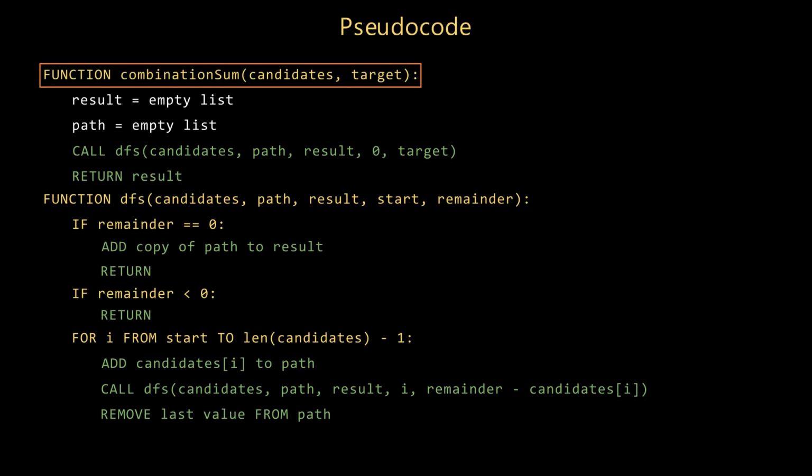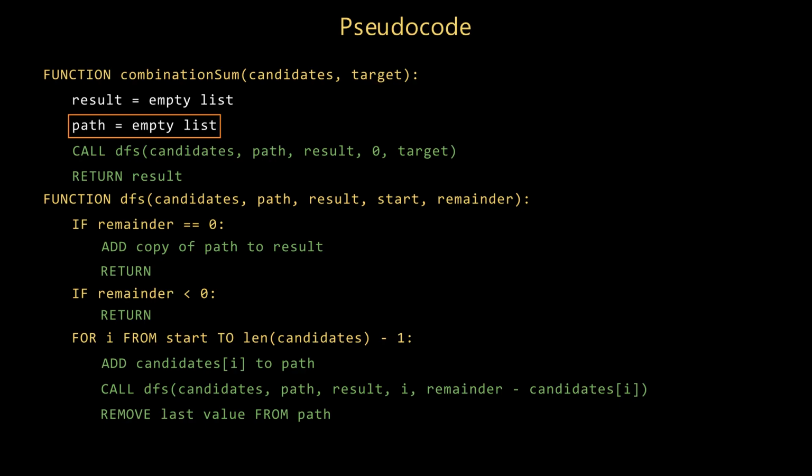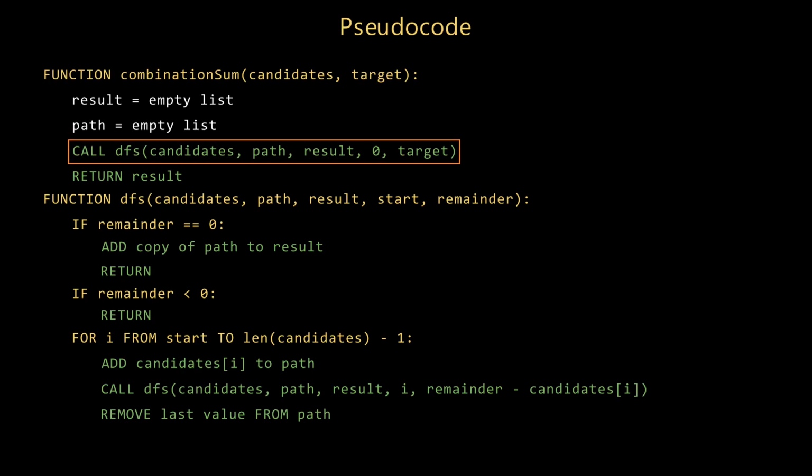Outer function: given candidates and target, return every multiset of picks that sums to target. We collect valid combinations in result. Path is the current pick sequence, shared across recursive calls until we backtrack. Call DFS at start index 0 with the full target as remainder, passing the same path and result objects. Return the filled result list.